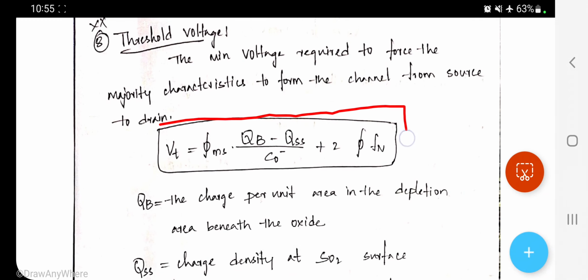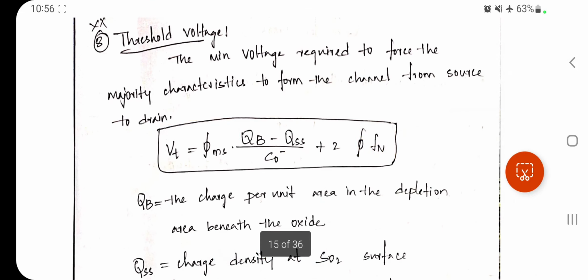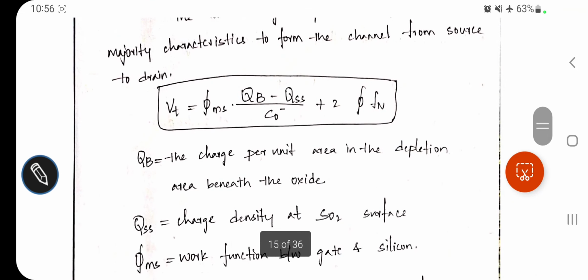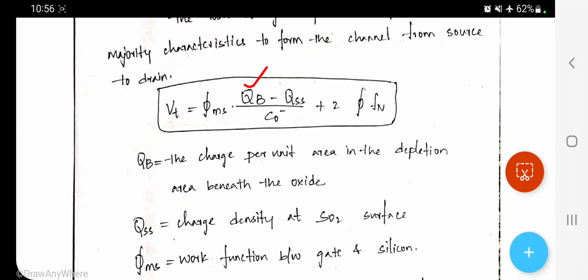So by definition of the threshold voltage, you have to remember this equation. Threshold voltage is equal to phi_ms minus QB minus QSS by C naught, plus 2 phi_fn, this is a work function here, one by one it is defined here. Here we have threshold voltage Vt, which is a function of bulk charges and the surface state charge density. I'll tell you where it is, and this is C naught, the capacitance, and phi_fn.